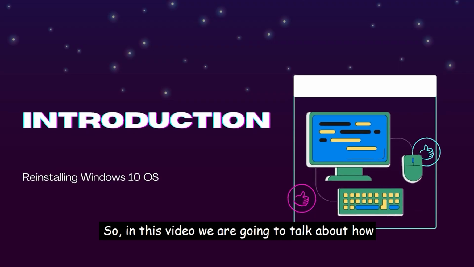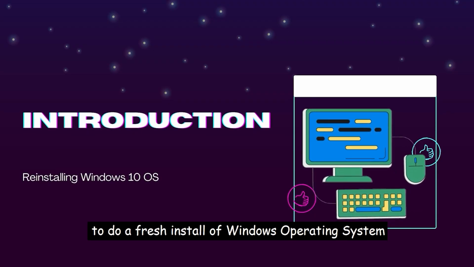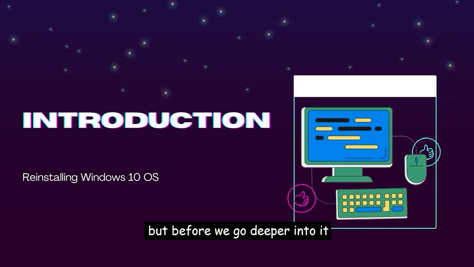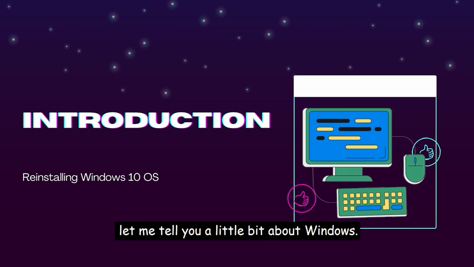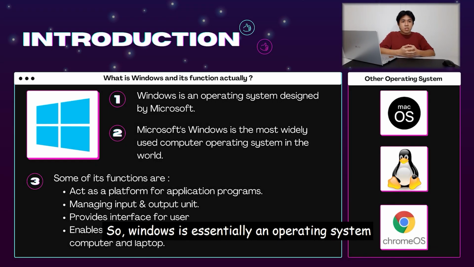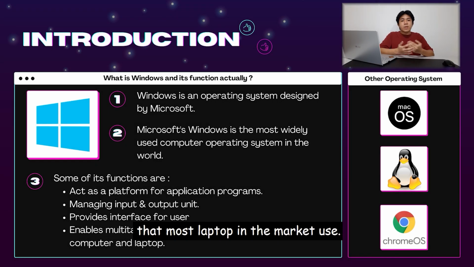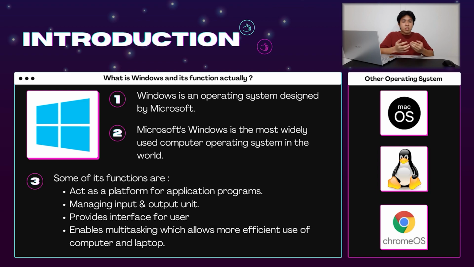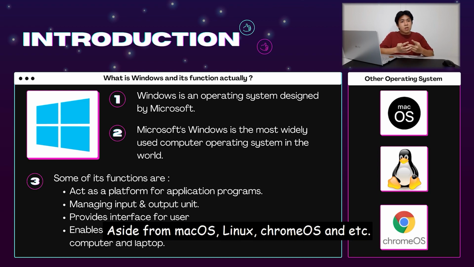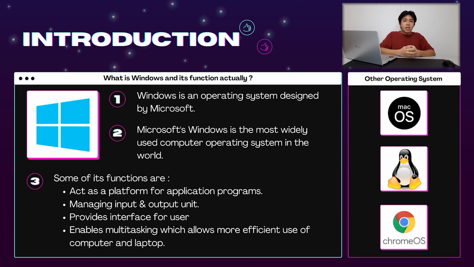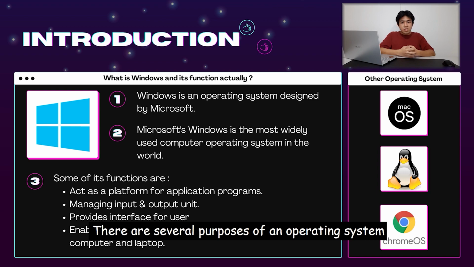So in this video, we are going to talk about how to do a fresh install of the Windows operating system. But before we go deeper into it, let me tell you a little bit about Windows. Windows is essentially an operating system that most laptops in the market use, aside from macOS, Linux, Chrome OS, and etc. There are several purposes of an operating system.